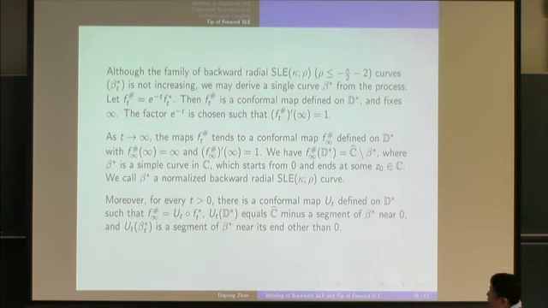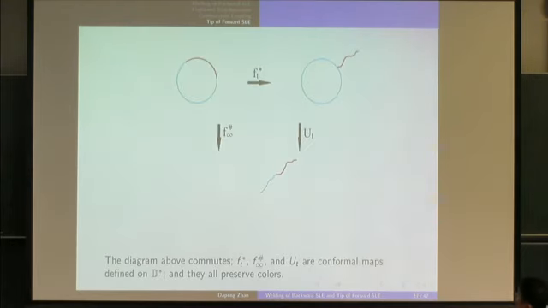Moreover, for every positive t, there is a conformal map ut defined on D star, so that f infinity pound equals ut compose ft star. The ut of D star equals the Riemann sphere minus a segment of beta star near 0, and ut of beta t star is a segment of beta star near its end other than 0. Here is the picture.